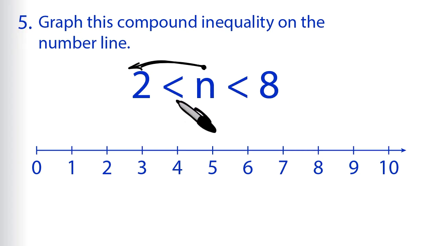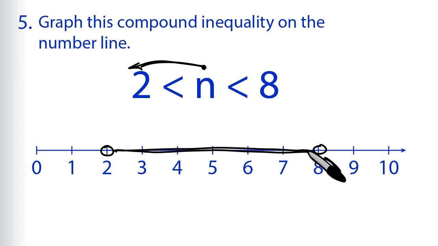These aren't the greater than or equal to or less than or equal to signs. So that means that the 2 and the 8 are not included in this compound inequality. So let's start by doing an open circle or an unfilled dot on the 2 and the 8. And then we draw a line connecting them, showing that any of the numbers in between those two numbers are correct.